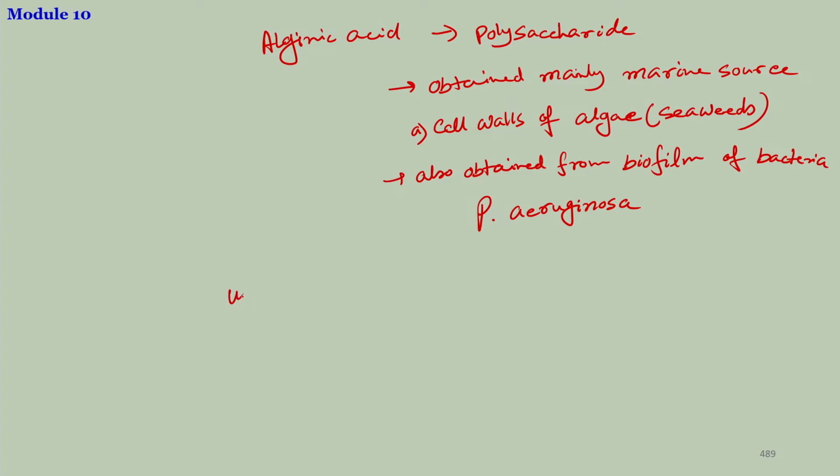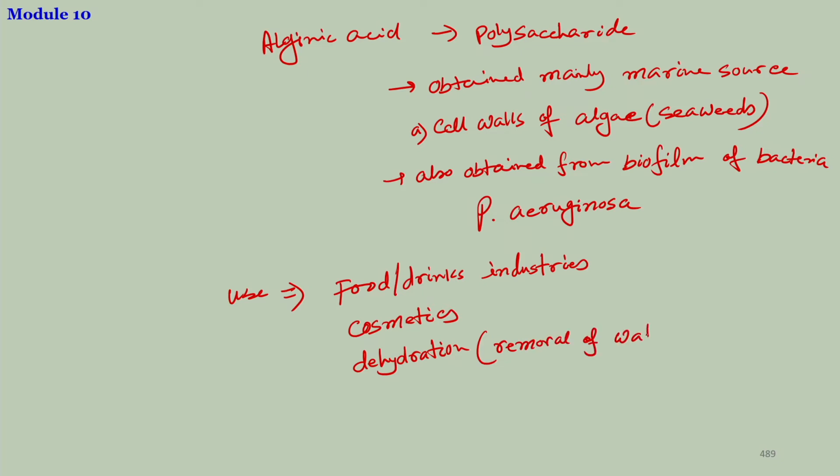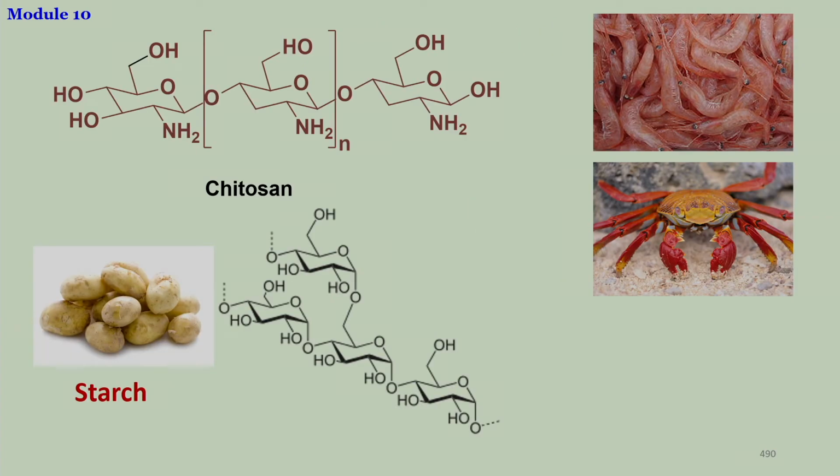Alginic acid is really widely used. Because of its long structure, it is used as a thickening agent in the food industry, drinks industry. So, it is used in food, drinks, or beverage industries. It is used in cosmetics. The calcium salt of alginic acid is used for dehydration of water from certain sources. Dehydration means removal of water. It is also used as a waterproofing agent. Nowadays, alginates are also used for medical purposes as drug delivery systems.